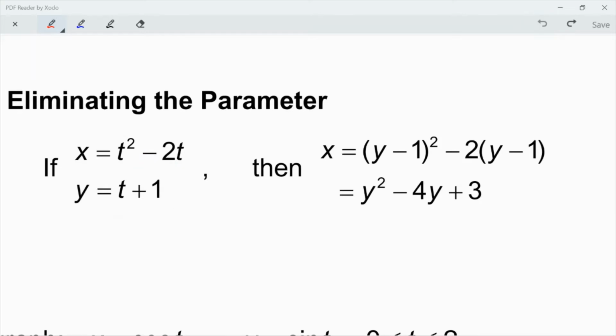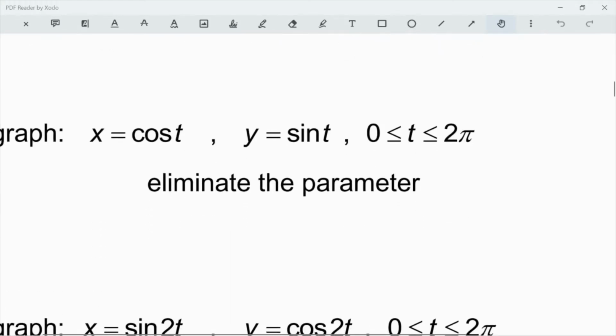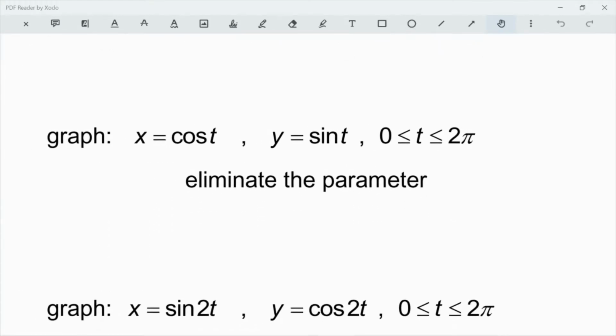Okay, so it's fairly easy to do in a situation like that where you just have polynomial expressions. You can just isolate your t in one of the expressions and then substitute it into the other equation. Sometimes it's going to be a little trickier. Let's talk about graphing these things.